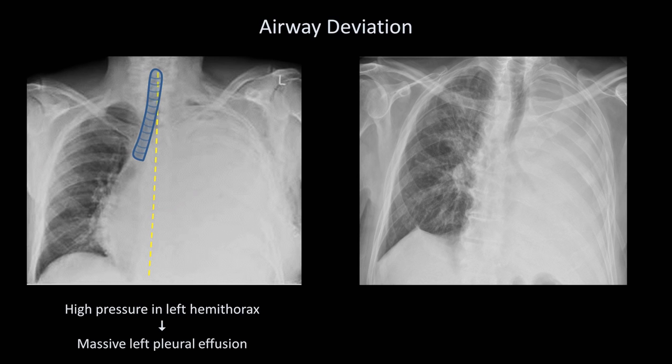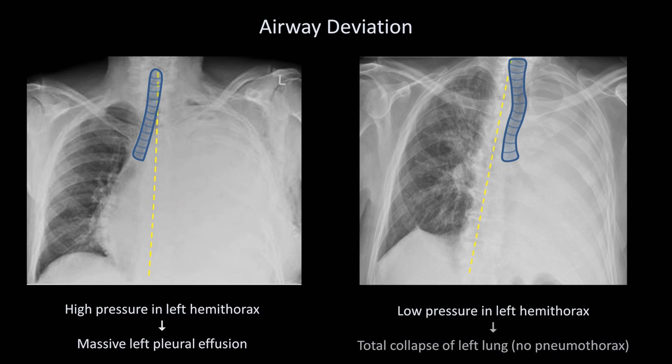The x-ray on the right is a little trickier. It would be easy to mistake this for a pleural effusion as well. However, let's draw our midline, which ends up being crooked because the patient is crooked. You can see that the trachea is deviated towards the whiteout. Therefore, there must be low pressure in the left hemithorax, which can be due to collapse of the left lung, not from a pneumothorax, but rather from something like left main bronchus obstruction from a tumor.